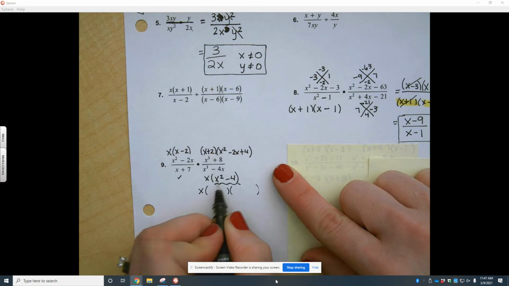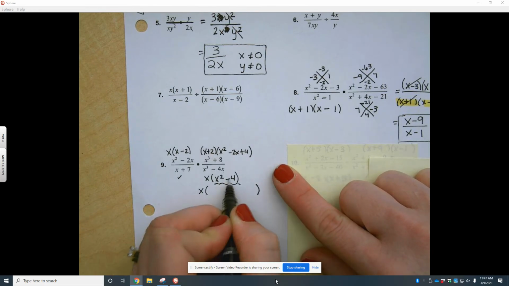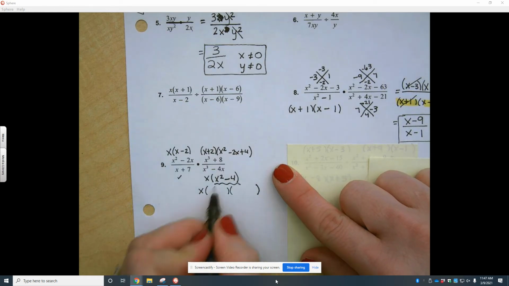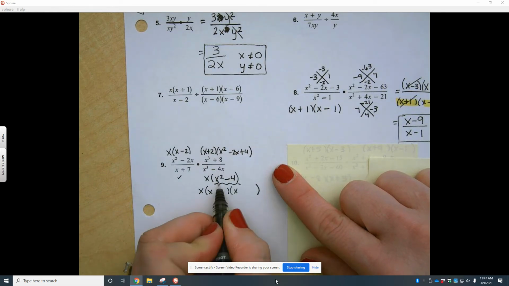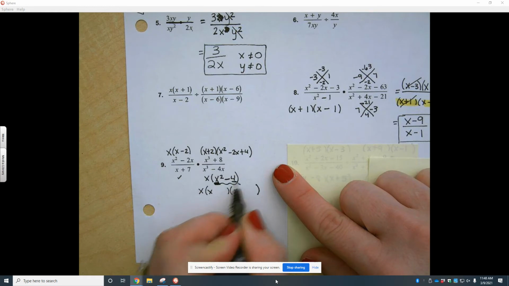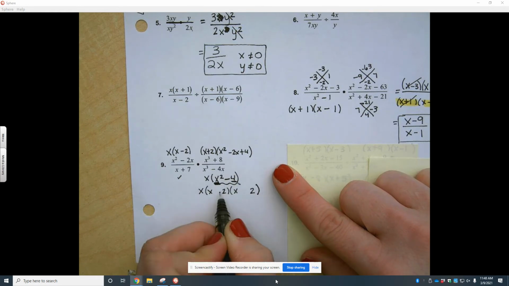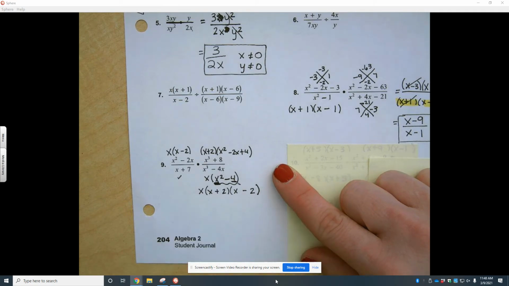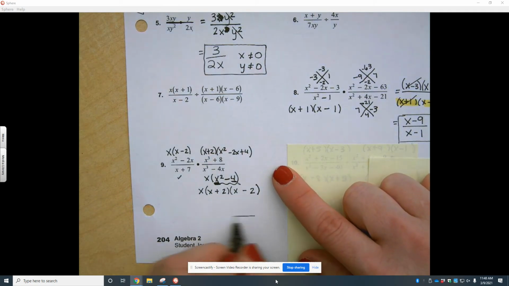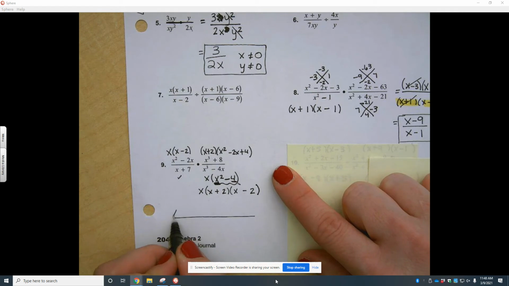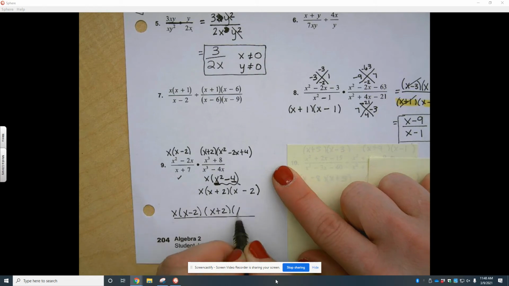And then again, I noticed that these were squared and that this was a negative in between. So x times x would get me the x squared. And then 2 times 2 would give me the 4. And the middle is gone, so I need 1 to be a plus and 1 to be a minus. Let's list all of these out. So on the top, I'm going to have x minus 2, and then x plus 2, and then x squared minus 2x plus 4.